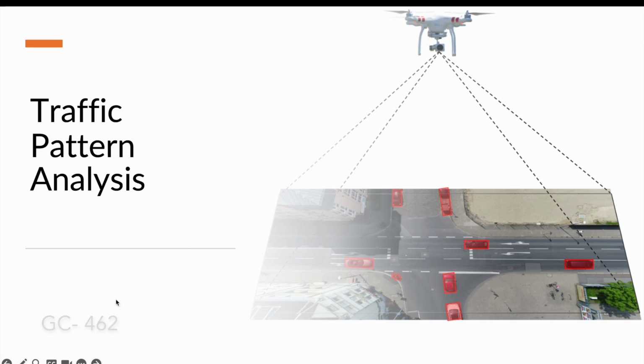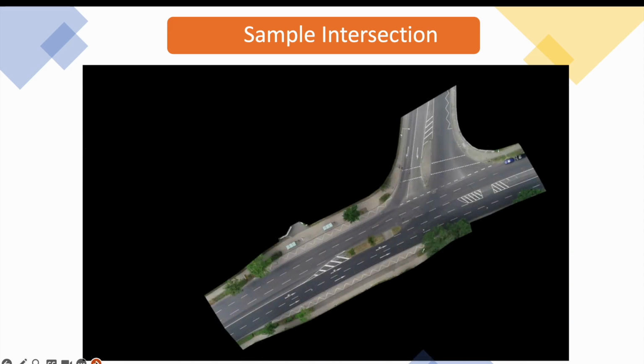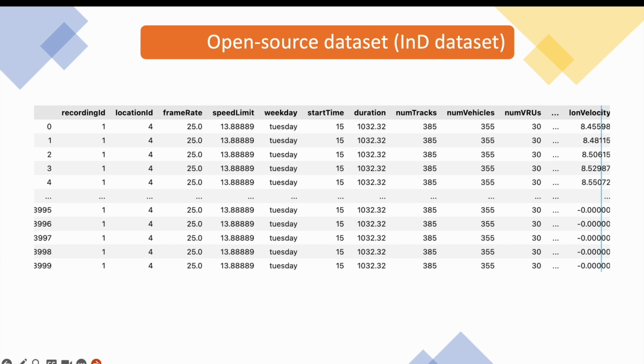Traffic pattern analysis. We are analyzing the traffic pattern using machine learning based on the sample data collected through the drone. Here is what the intersection looks like, and you can see the roads and the turns around this intersection. The data looks like this. This is open source data, and you can see multiple rows and columns.